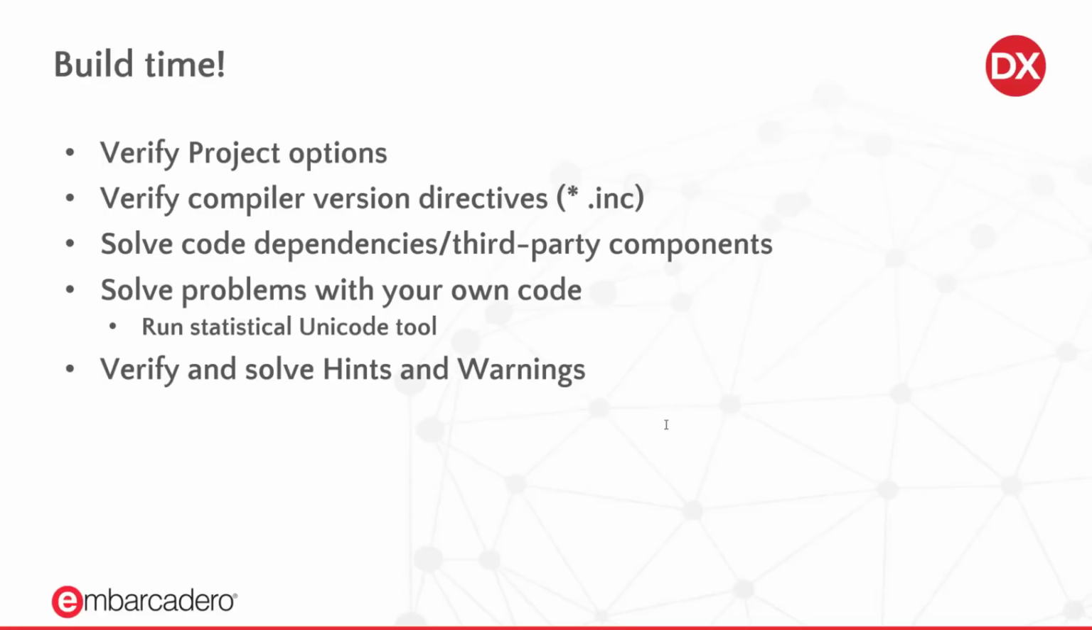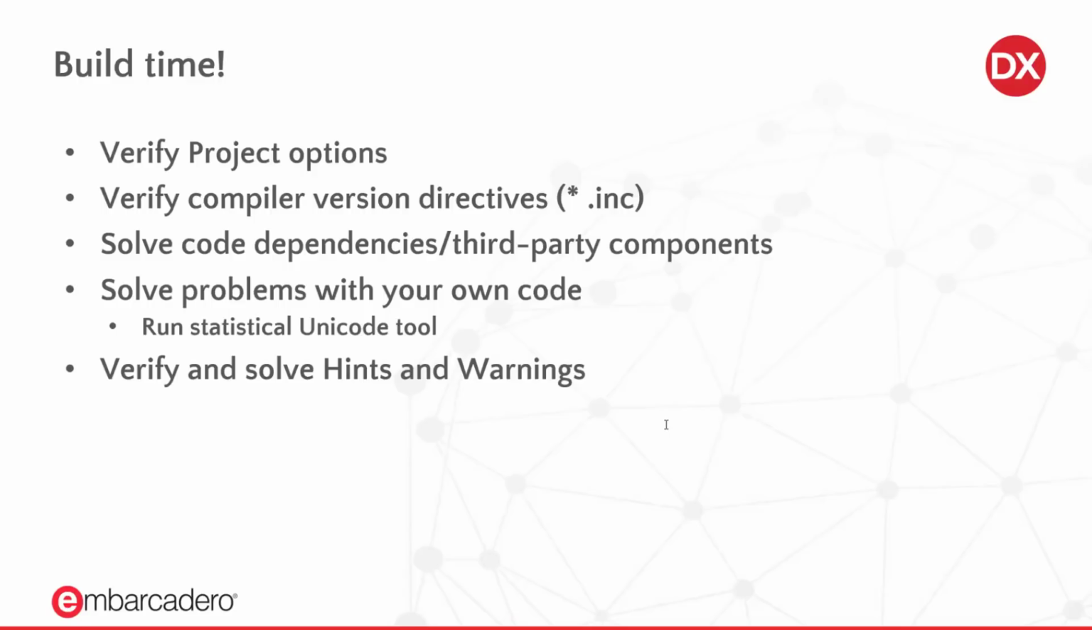After we check project options and compiler version directives, we're going to need to solve code dependencies for third-party components. We have been talking a lot about this, so make sure that once you actually migrate and you're building in the latest version, in this case the latest version is Rio, that you have all of your third-party components via source, via evaluation, or you purchase the latest version.